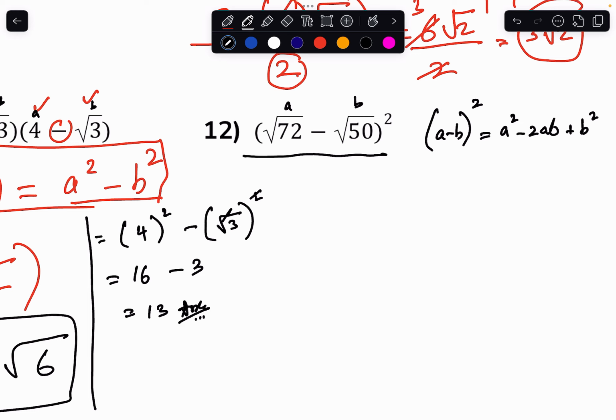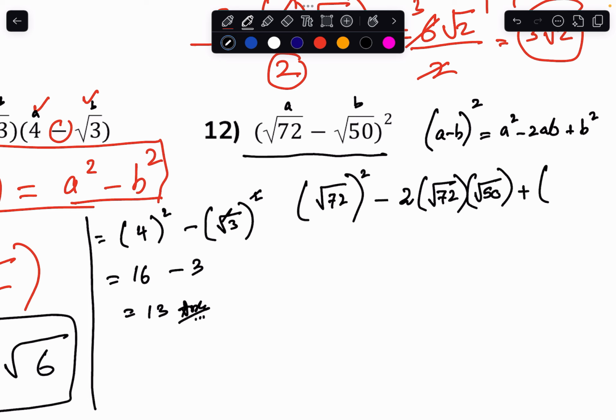Now do the formula. Root 72 square, minus 2ab, where a is root 72 and b is root 50, plus b square. B is root 50 square again. This cancels this. 72 minus 2 root 72 times root 50, plus 50.